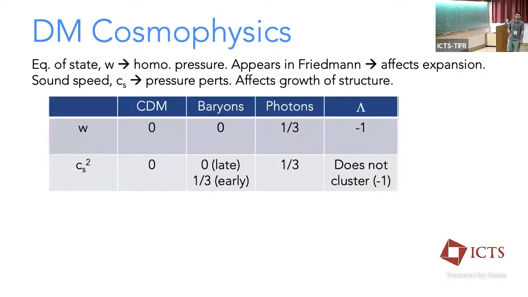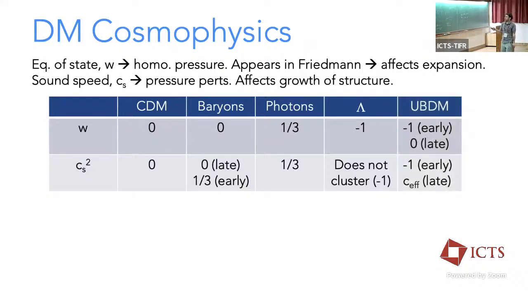These are the standard components of cosmology. Equation of state 0 for CDM and baryons, 1/3 for photons, -1 for the cosmological constant. Sound speed: 0 for CDM. For baryons, it goes from 0 to 1/3, depending on how strongly coupled they are to photons. For photons, it's 1/3. For Lambda, the sound speed is irrelevant. It doesn't cluster. It doesn't have any perturbations in it.